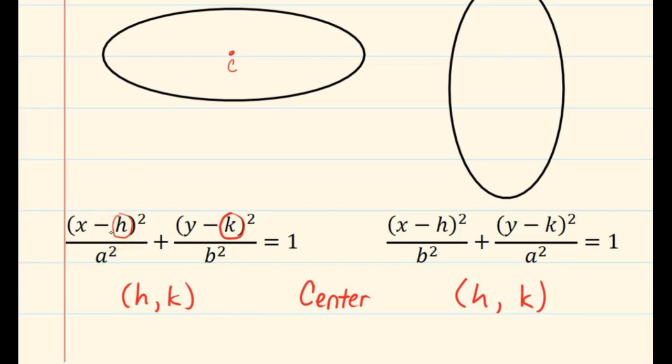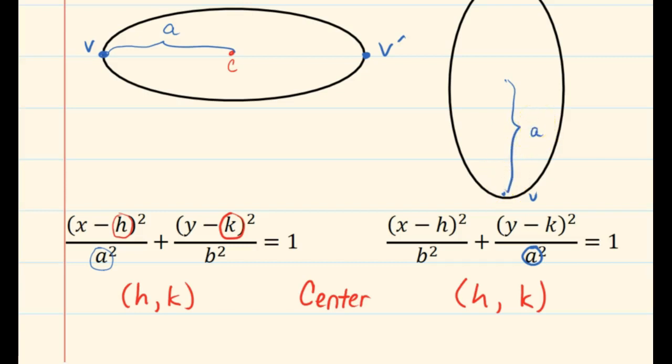The next thing we're going to notice is that if you want to get to our vertex, here's our V and our V prime, that distance is going to be a. That's this little a that we find right here. Notice this a is underneath the x squared, which tells you that we're going to go horizontally. Notice a is over here under the y, so from our center to our vertex, this distance is going to be a.